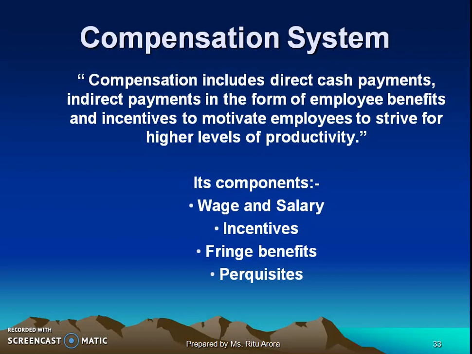The third component of the compensation system is fringe benefits. Fringe means extra. These are extra benefits and have nothing to do with the performance of an employee, and that is the difference between incentive and fringe benefits. Fringe benefits are extra payments made by an organization to all employees irrespective of their designation or salaries, like the cab facility, gym facility, cafeteria facilities, etc.